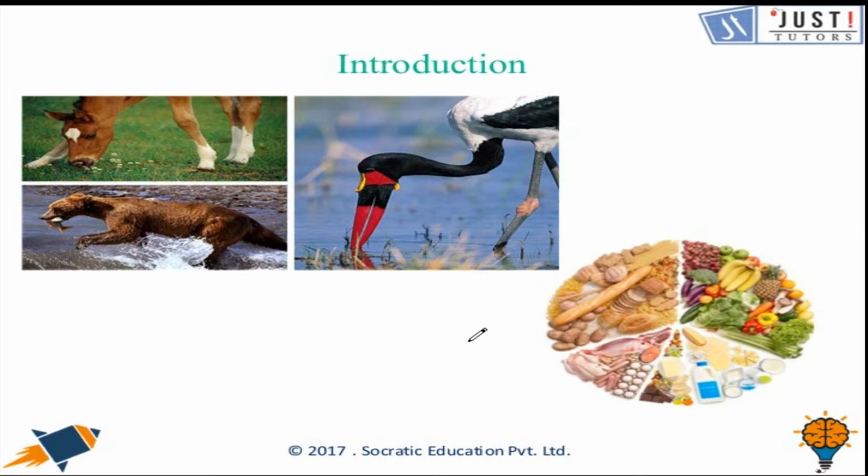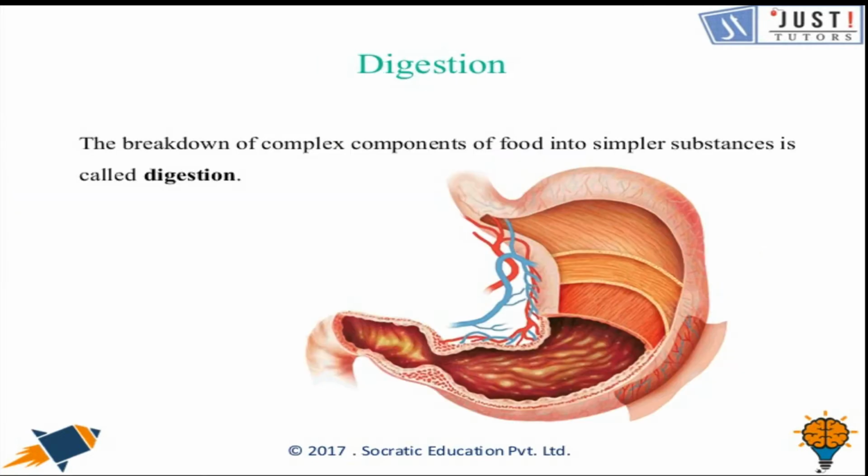Food is a need of all organisms, including humans, for growth, repair, and functioning of the body. Animal nutrition includes nutrient requirement, mode of intake of food, and its utilization in the body. In further slides, we'll learn about these. The very first is digestion.